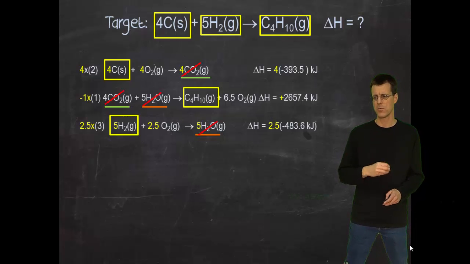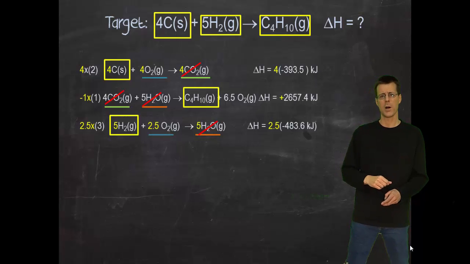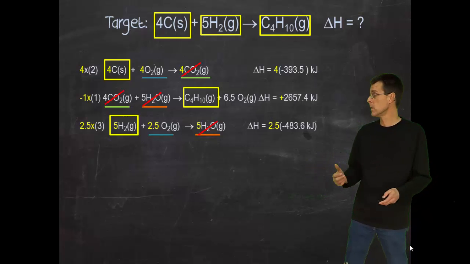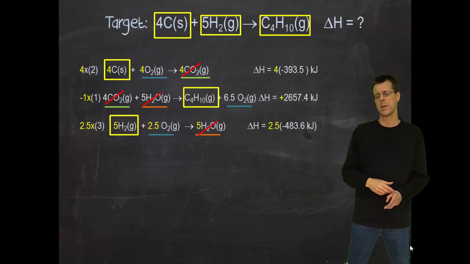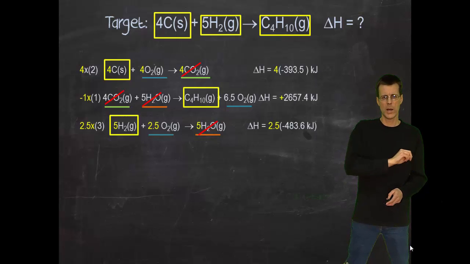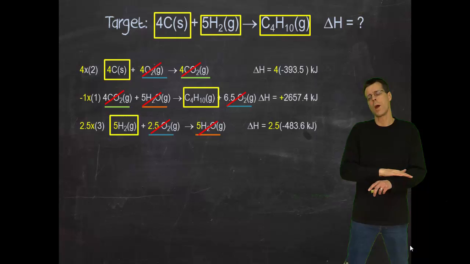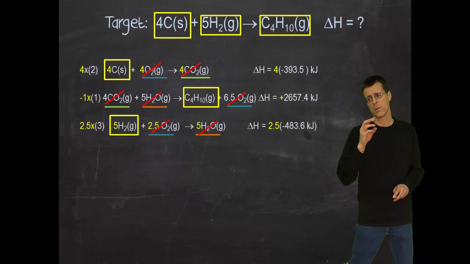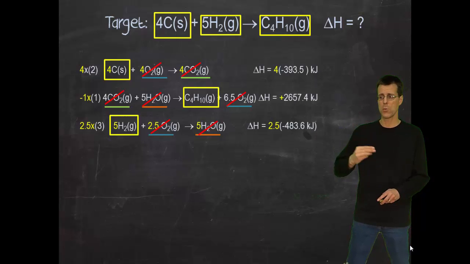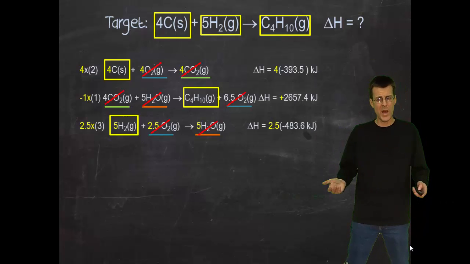Remember, I was trying to get 5 moles of water as a product so that I could cancel it out with the 5 moles of water that were a reactant. What about the oxygen? Well, I've got oxygen in a couple of spots. I've got 4 moles of oxygen and 2.5 moles of oxygen on the reactant side of those 3 reactions. That gives me a total of 6.5 moles of oxygen. And again, happy accident, I have 6.5 moles of oxygen on the product side. So between the 2 reactant oxygens and the 1 product oxygen, I can cancel out all the oxygens. When I'm finished, all I have are the 3 things in the target, the 2 reactants and the 1 product. Well, now what?